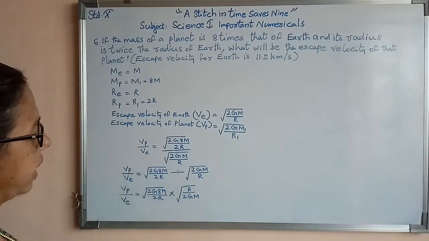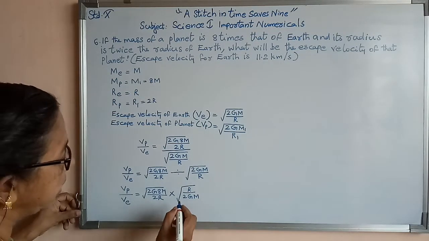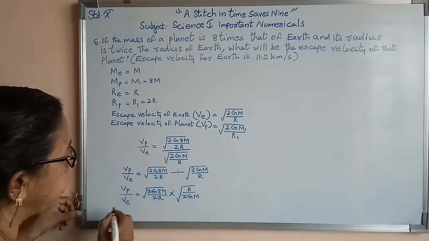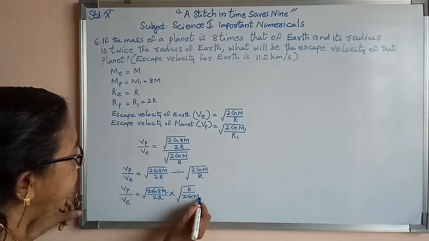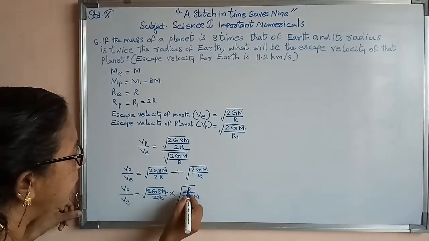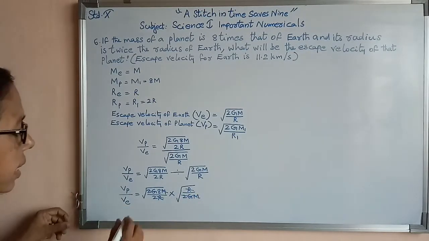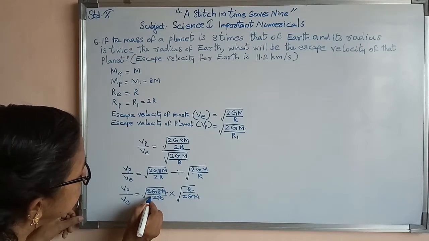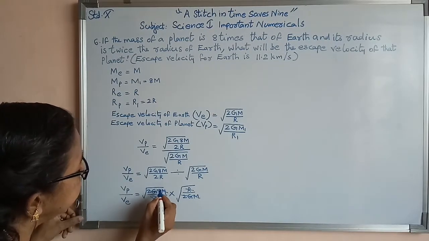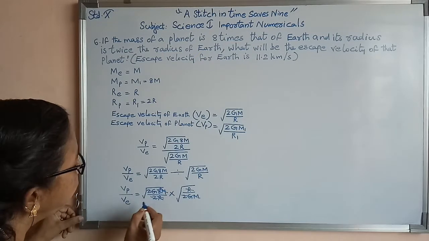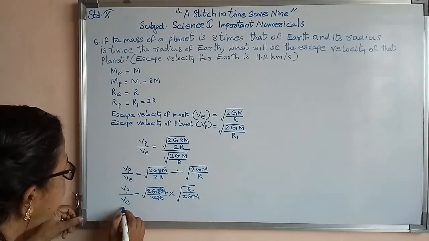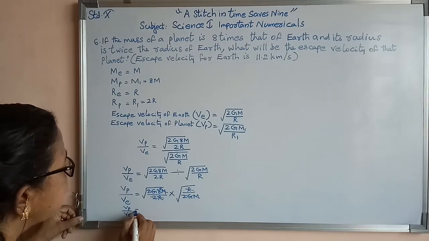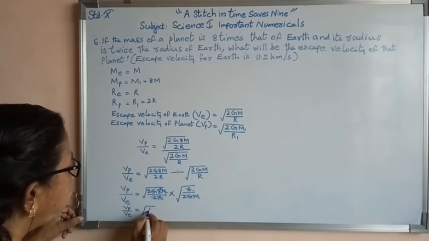Now common ones we can cancel. So here 2G and 2G I am cancelling. M and M I am cancelling. R and R I am cancelling. Now remaining what is there? 8 is there here, 2 is there. So this 2 and 8 I am cutting. So here you will get the answer 4. So here now Vp upon Ve is equal to square root of 4.